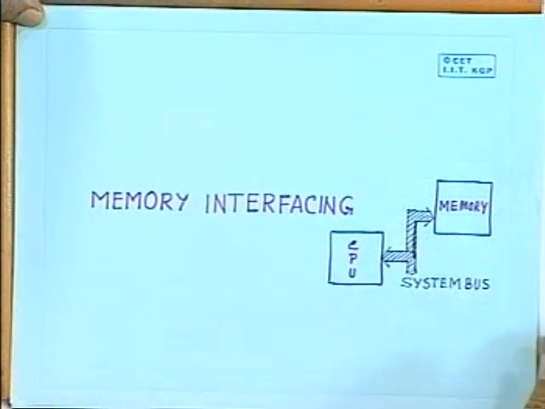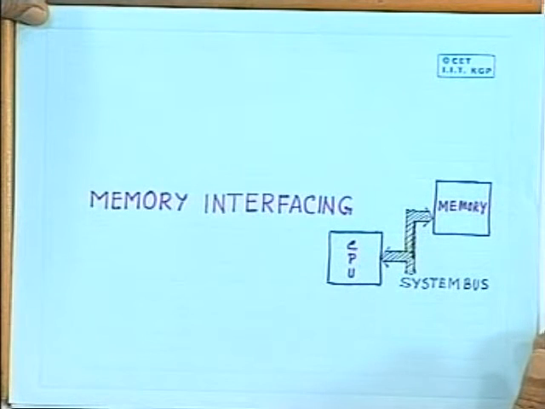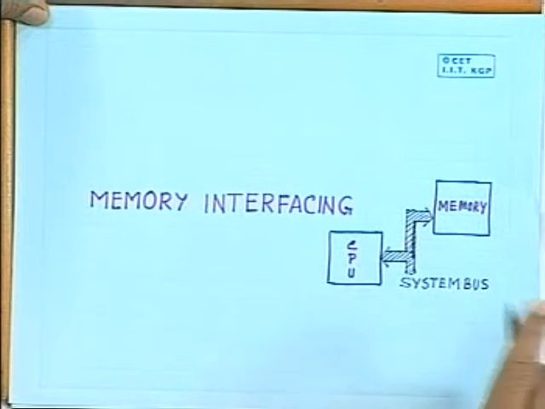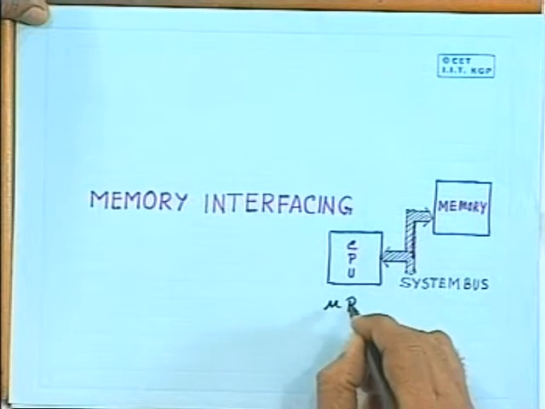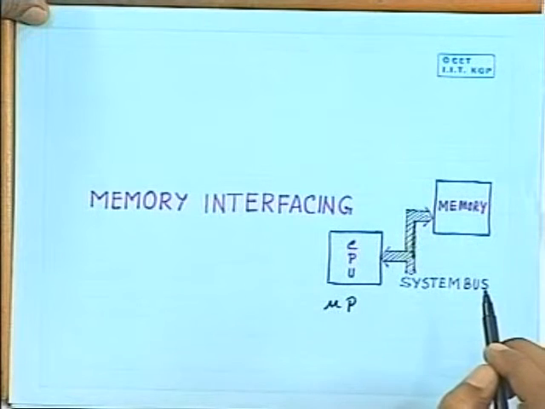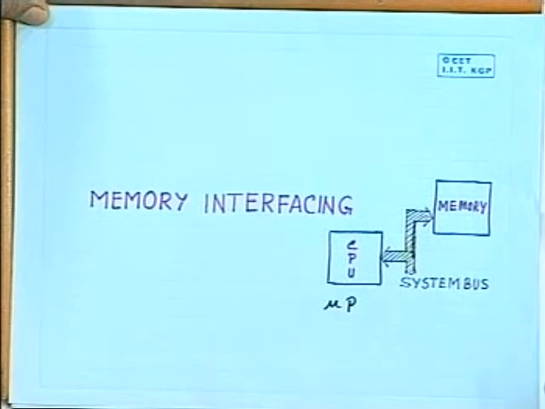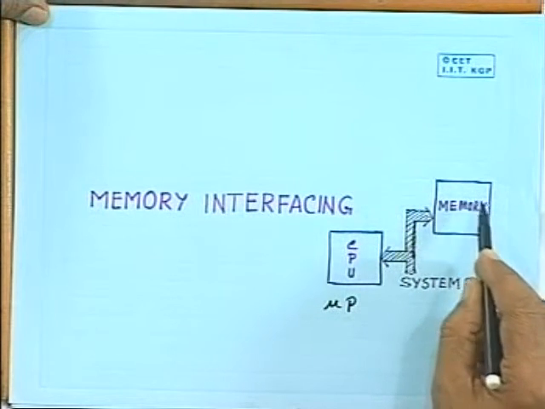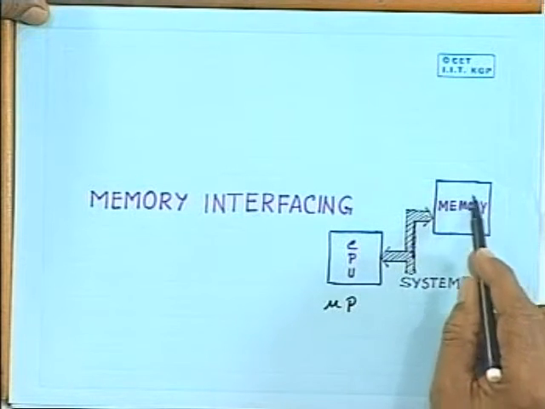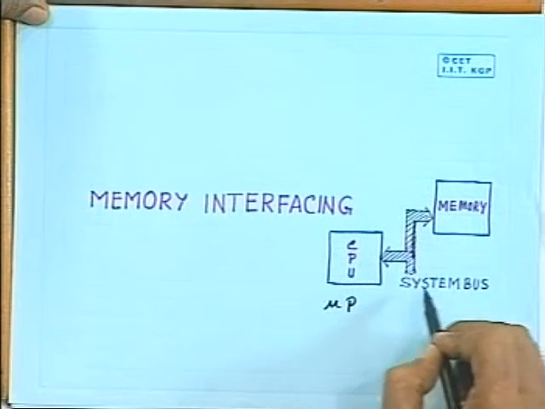As you know, CPU can be considered as the brain of the computer, but unfortunately the memory is outside the CPU. That means your microprocessor is not having the memory inside the chip, and memory is outside the microprocessor chip, and all the program which has to be executed will come from the memory. So, you have to interface memory to the CPU through the system bus.